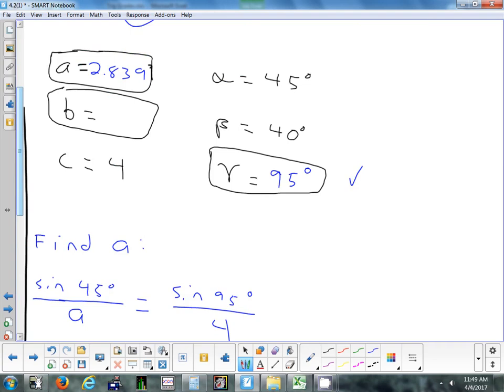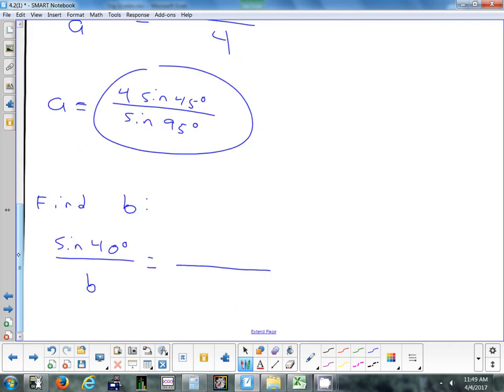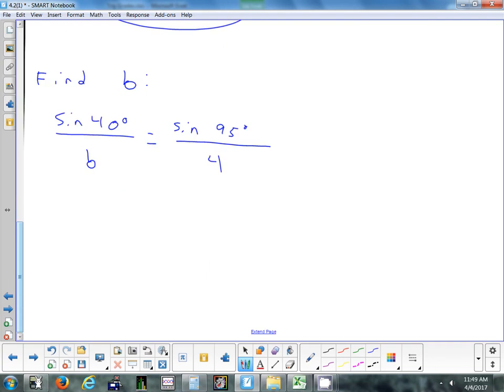So don't use row A, even if the numbers are nice. Even if the number is right, it's a decimal. Okay, so we're going to stay away from row A. So on this side, I'm going to put sine 95 over 4. Okay. Questions on setting up the proportion? Okay, now we solve it.